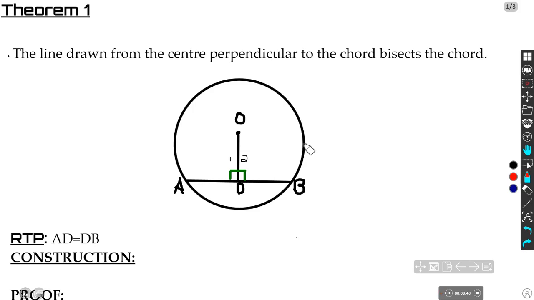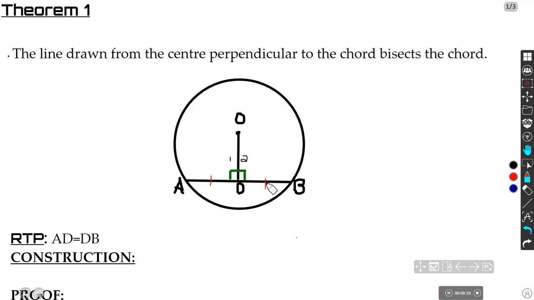So now the line drawn from the center perpendicular to the chord, which means it forms a 90-degree angle, which means we're going to have D1 and D2, right? And then it bisects the chord. So if it bisects AB, which is our chord, it's going to cut it into two equal halves, which means that side will be equal to that side.